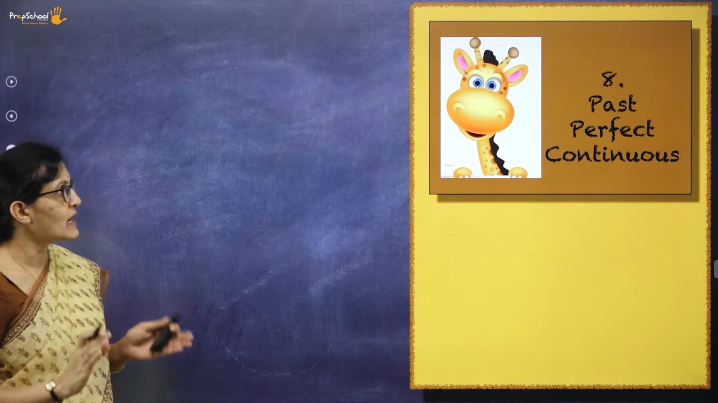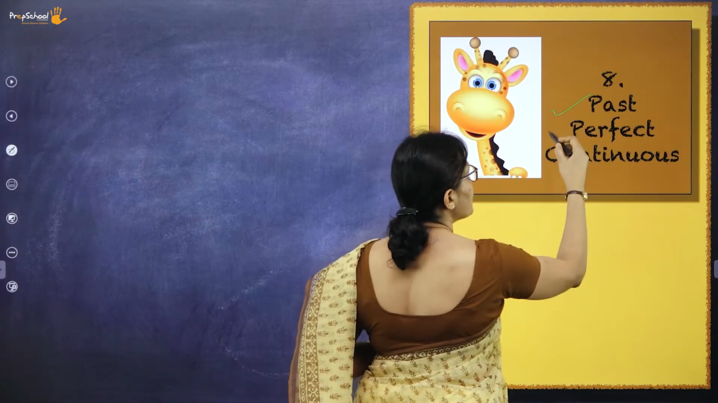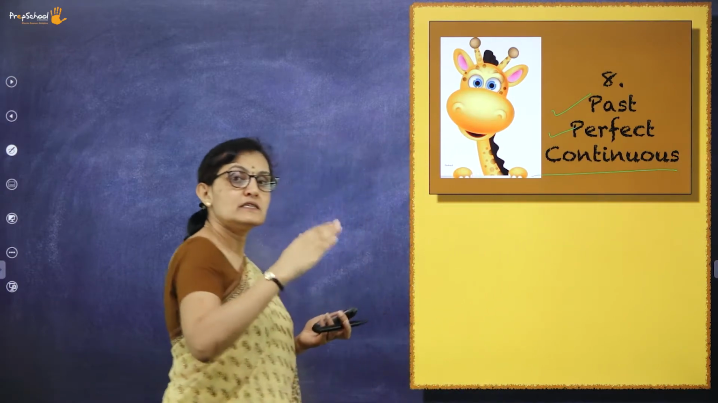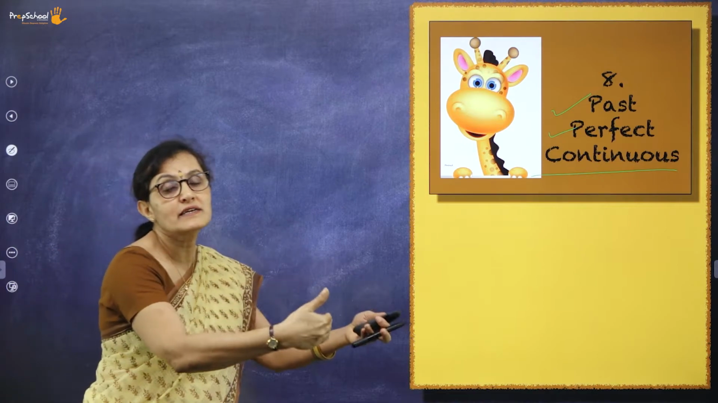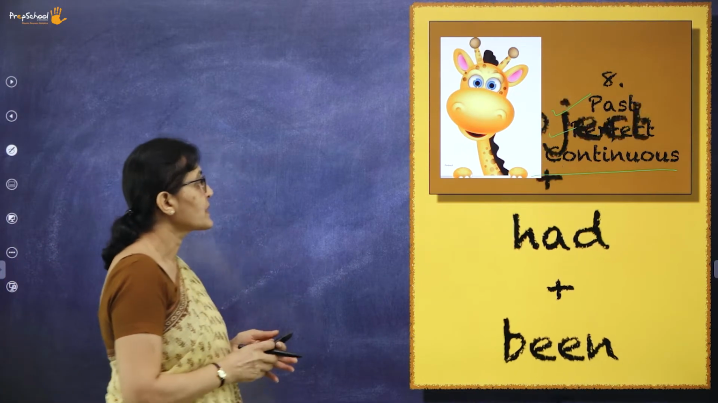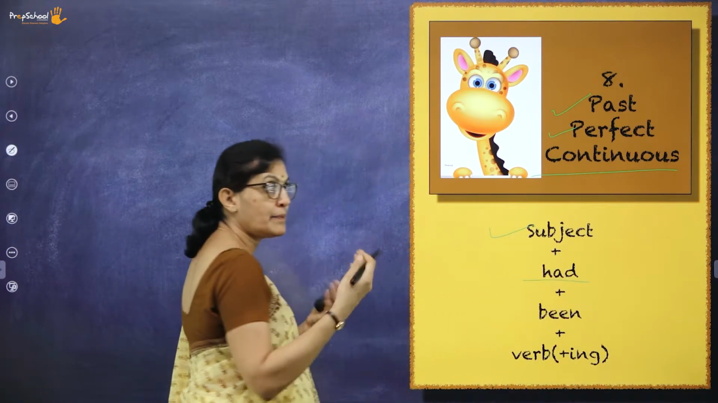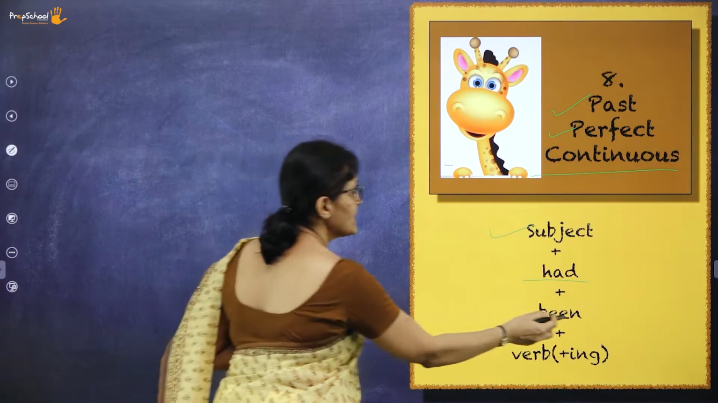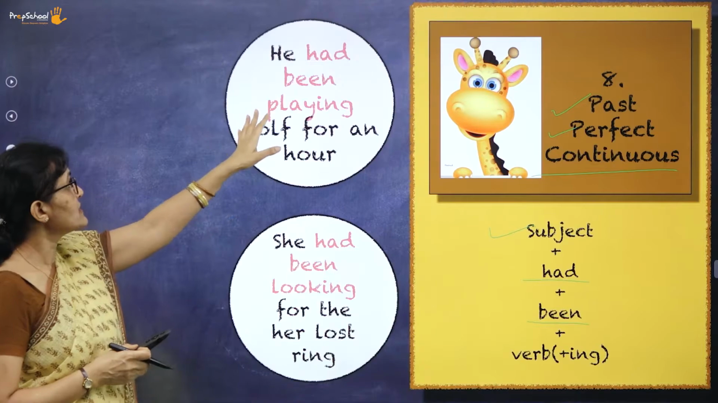Moving forward to the last kind of past tense, that is past perfect continuous. So it is past, but it is perfect, but it is continuous. So continuous means the action was happening. So it will have the subject, that it has already happened, but it is continuous, and the verb is with ing. So look at this here.